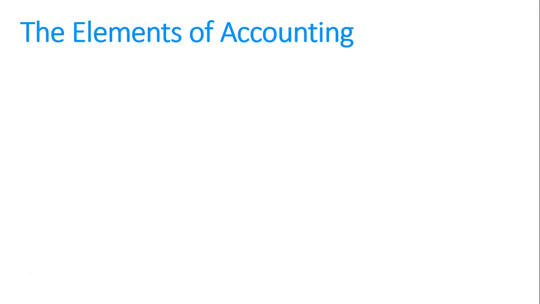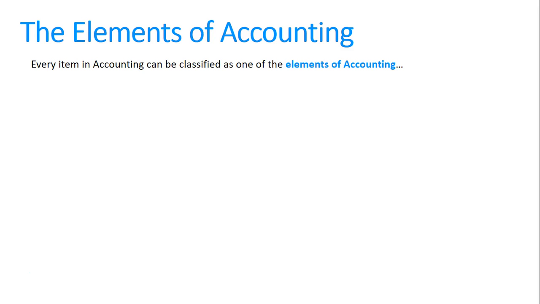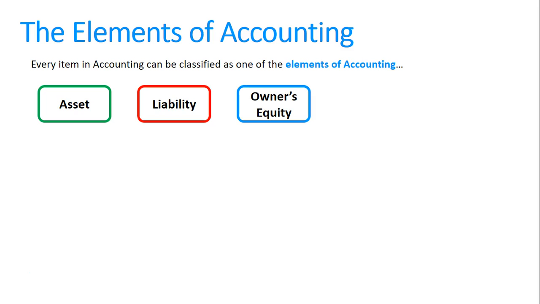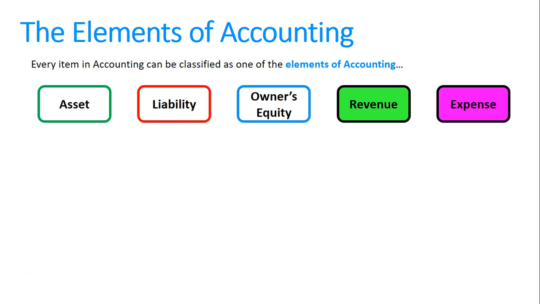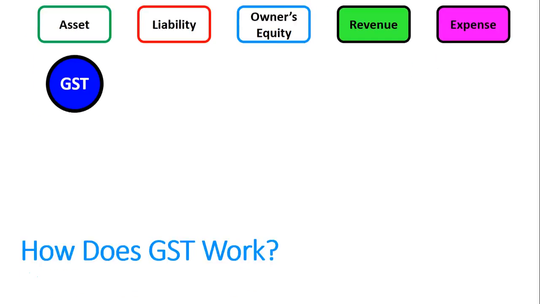To answer that, we've got to have a pool of things to choose from, and they're called the elements of accounting. So basically, every item in accounting can be classified as either an asset, a liability, owner's equity, revenue, or expense. So what we're trying to ask ourselves is, what is that GST? Which one of these items does GST belong to? Is it always the same? Is it different in this question? And let's go back to the beginning to try and figure out how and why.